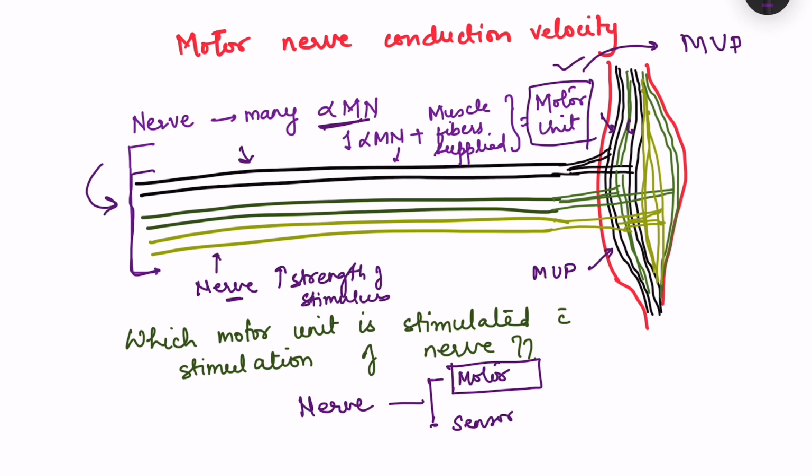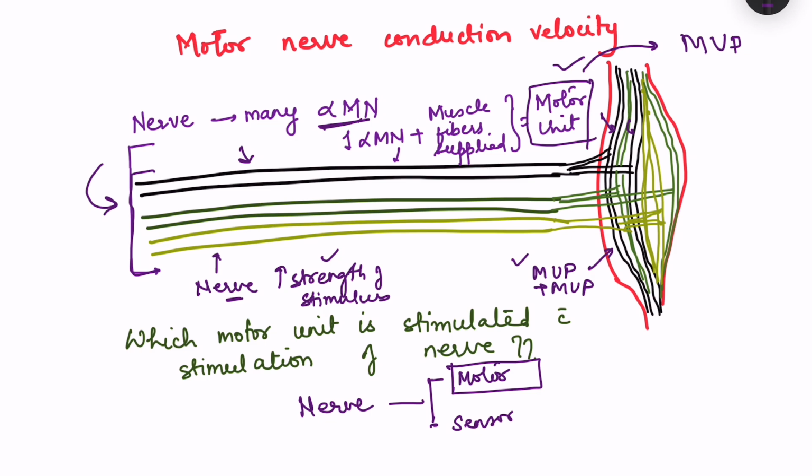High threshold fibers are those which are stimulated with a little higher strength of stimulus. So we keep on increasing the strength of the stimulus and we keep on recording MUP. What will happen if more nerve fibers are recruited? More MUPs will be generated and this will add up.